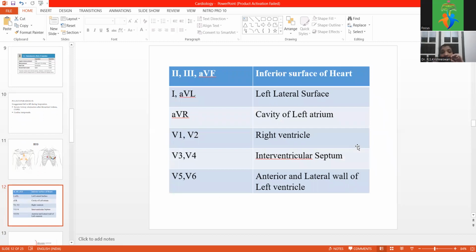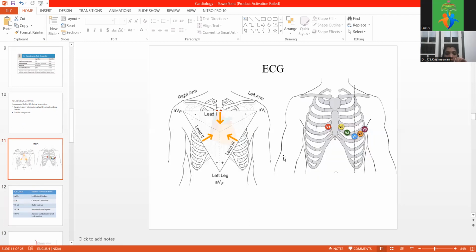See where the leads see. We are going to discuss this. Lead 1 and AVL, you listen here, see the lateral aspect of the left ventricle. So this is the left side of the heart. Then lead 2, lead 3 and AVF see the inferior surface of the heart.